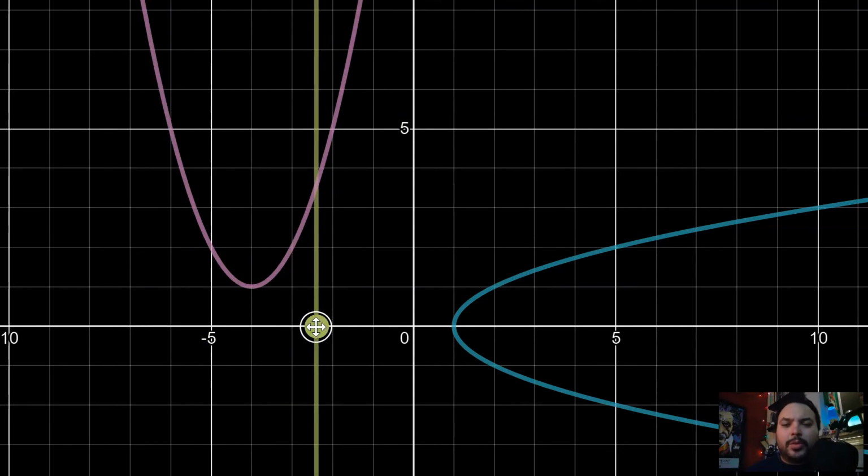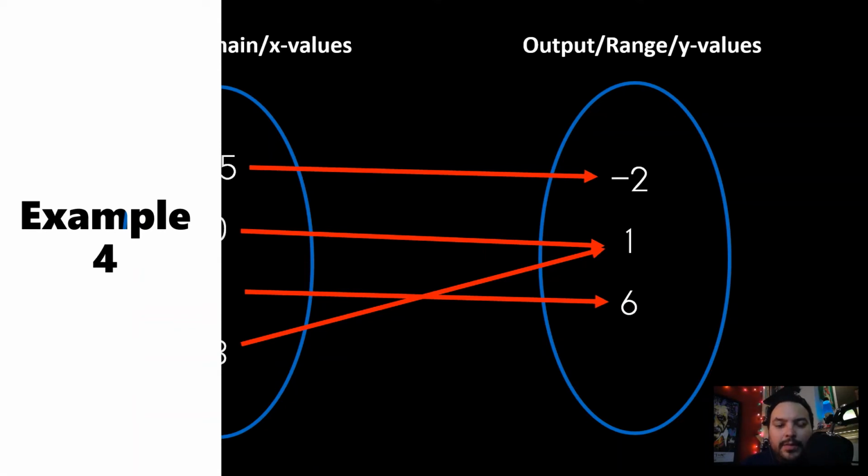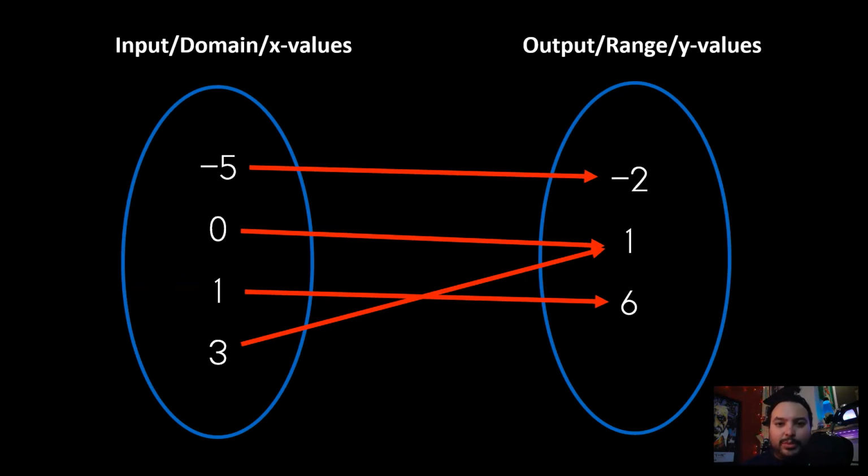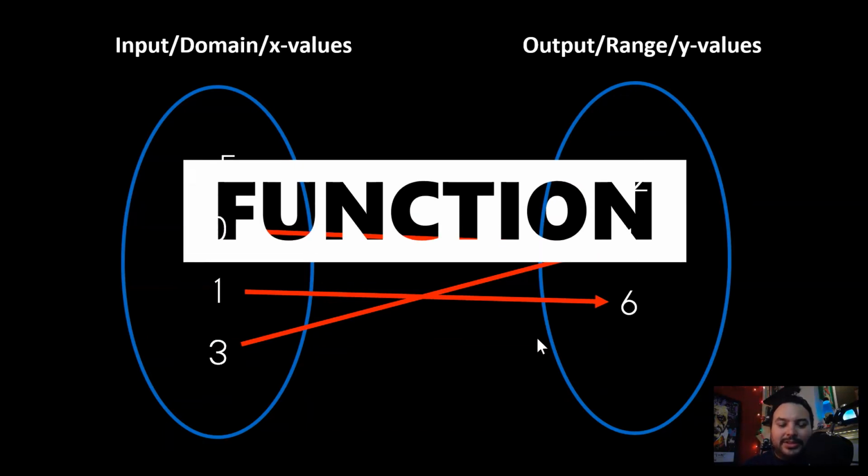So let's look at some other representations of relations and how to determine whether they are functions or not. This is a representation of a relation that's known as a mapping. It works very similarly to tables and coordinate pairs. It simply tells you in a different way what input values, what domain values, are related to which range values. In this case, you can tell they're related because of the arrows: -5 is related to -2, 0 with 1, 1 with 6, and 3 with 1. So in this case, this would actually be considered a function.